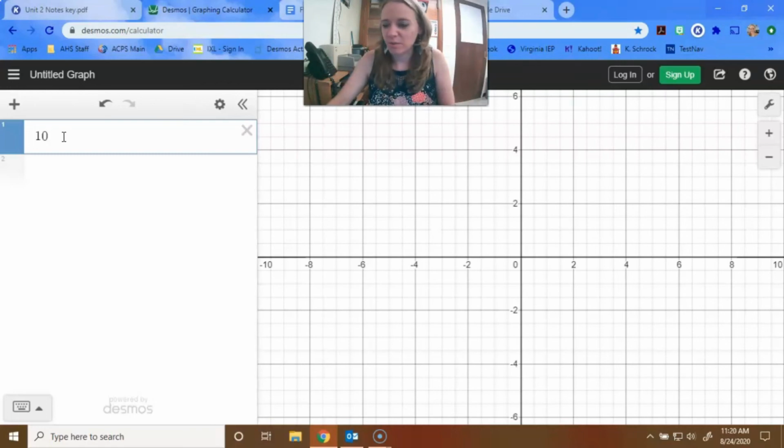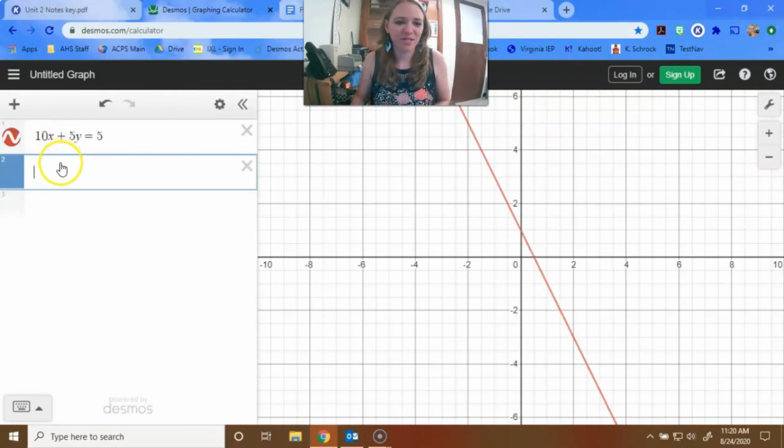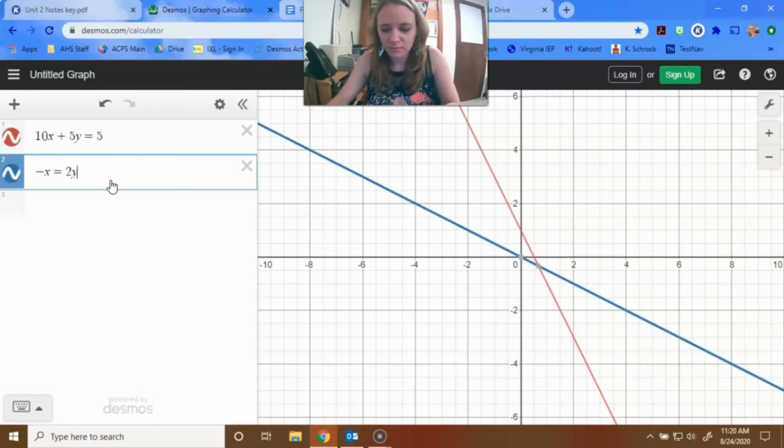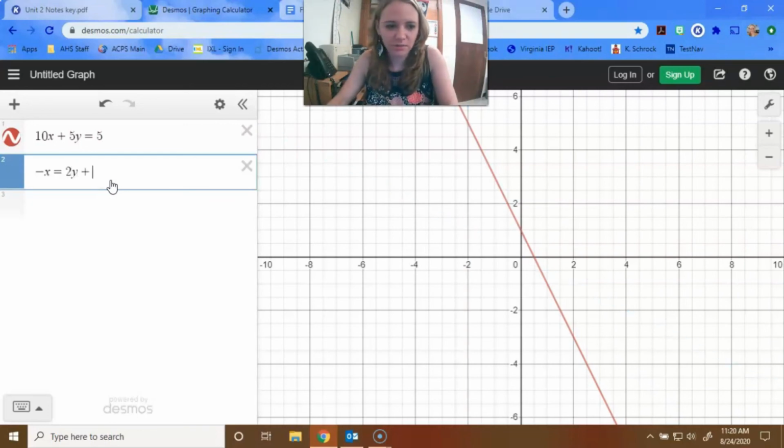So I'm going to start by typing in my first one, 10x plus 5y equals 5. Exactly how they give me the equation, I can type it in Desmos. I don't have to rearrange this stuff and get y by itself at all. Kind of nice. All right, and then on the next line, -x equals 2y plus 16.